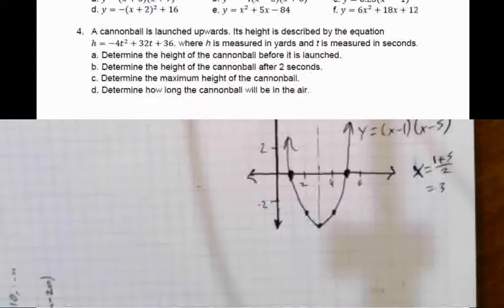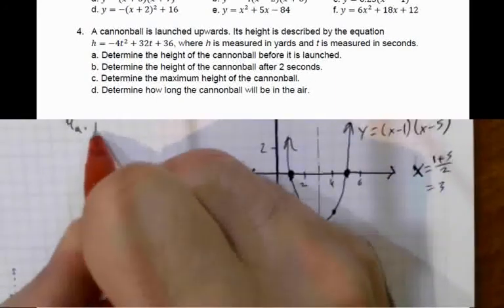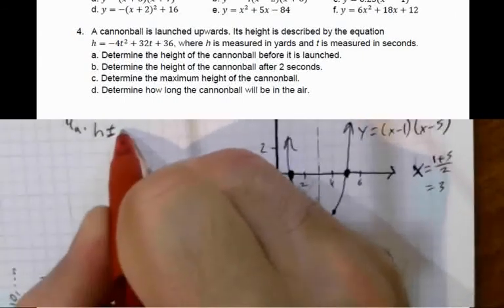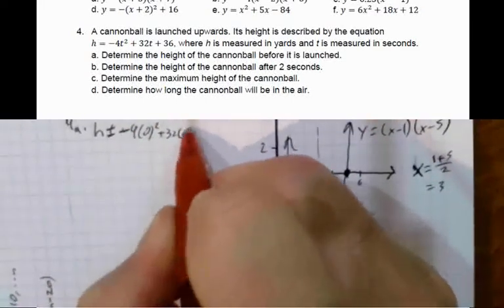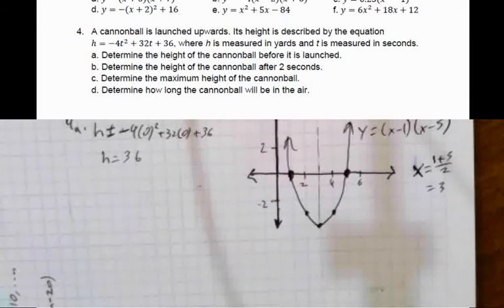Question 4 is an application type question. So it says here we have a cannonball that's launched upwards. We're given the height equation. So let's do 4A. It says determine the height of the cannonball before it is launched. In this case, that means that our t would be 0. So that means our -4 times 0 squared plus 32 times 0 plus 36 gets us to h equals 36. So our height is 36, I think it's yards.